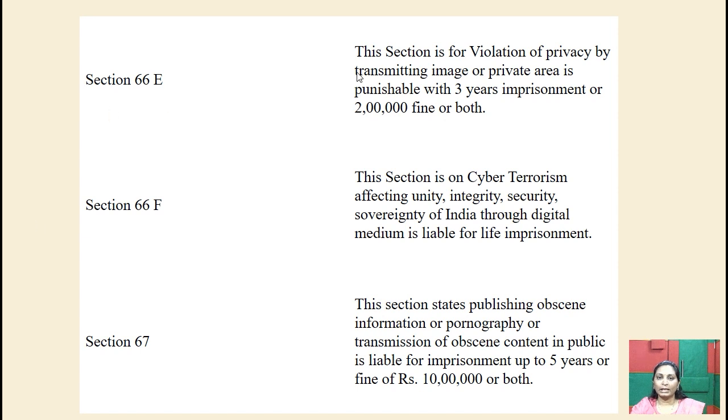Next, section 66C. This section is for violation of privacy by transmitting an image of a private area, punishable with 3 years imprisonment or 2 lakh fine or both. What is violation of privacy? If private information is disclosed or images of a private area are transmitted, it is punishable. The punishment is 3 years imprisonment or 2 lakh fine or both.